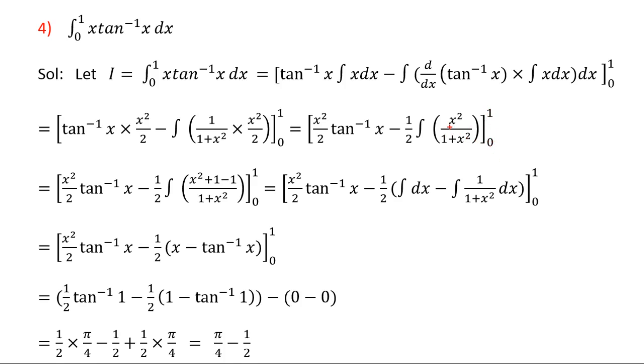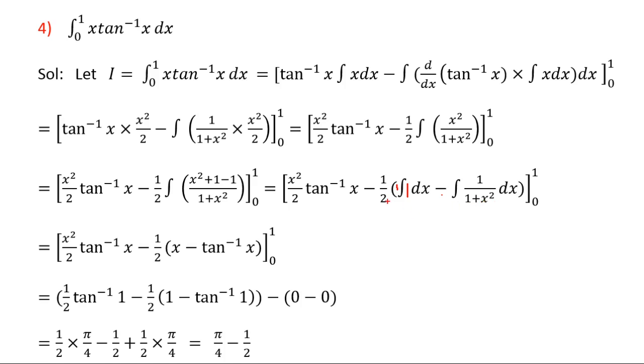Okay, so to evaluate this integral, I will generate this 1 plus x square in the numerator. So I will add 1, subtract 1. So here 1 is added, 1 is subtracted, and split this into two fractions, means divide this 1 plus x square by 1 plus x square and this minus 1 by 1 plus x square. Okay, so this 1 plus x square upon 1 plus x square will give me 1, and this minus sign is written here, and 1 upon 1 plus x square.